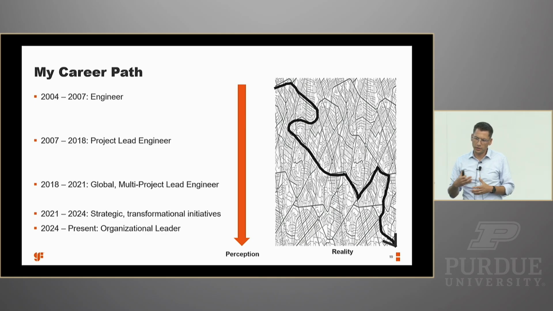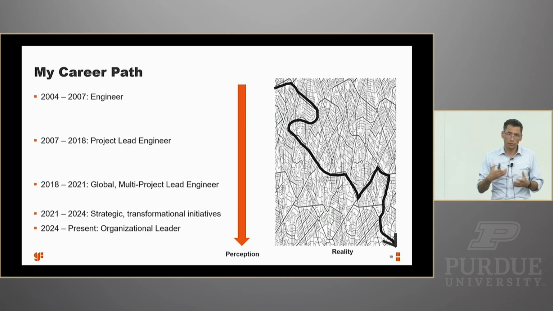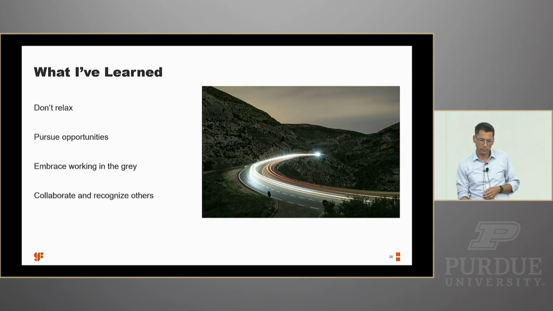So, no matter what it looks like, there's a lot of opportunities that come through. There are a lot of, let's say, different ways you can go. But again, what I want to highlight here is even if it looks very linear, it is not nearly that way as you go through it. And then a few things about what I've learned over my time.